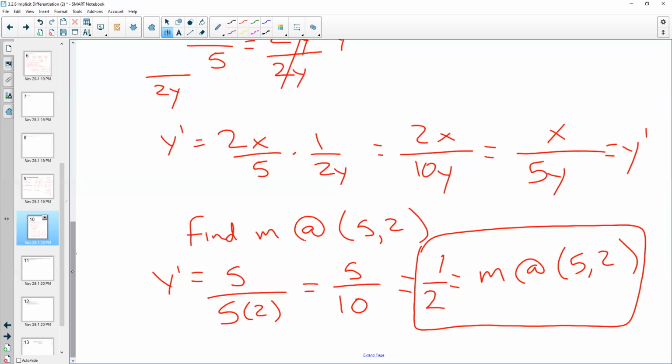Do we have to do a general equation? Not in this case. We would have to be asked to do that. Yeah, so if this question just said find the slope of the tangent through this point, take the derivative of the function and then substitute in your x and your y values, and that's it.